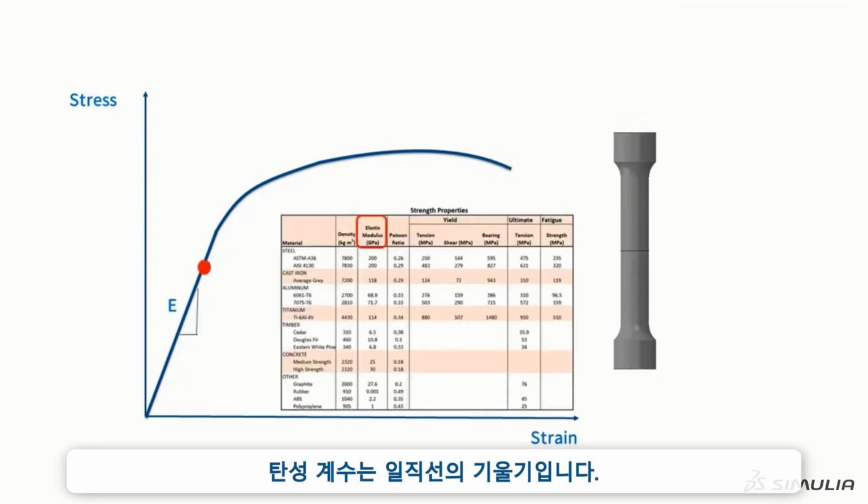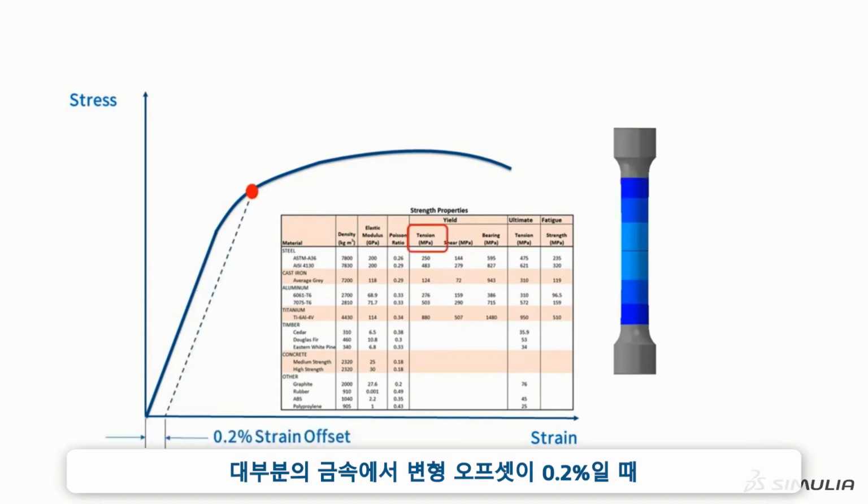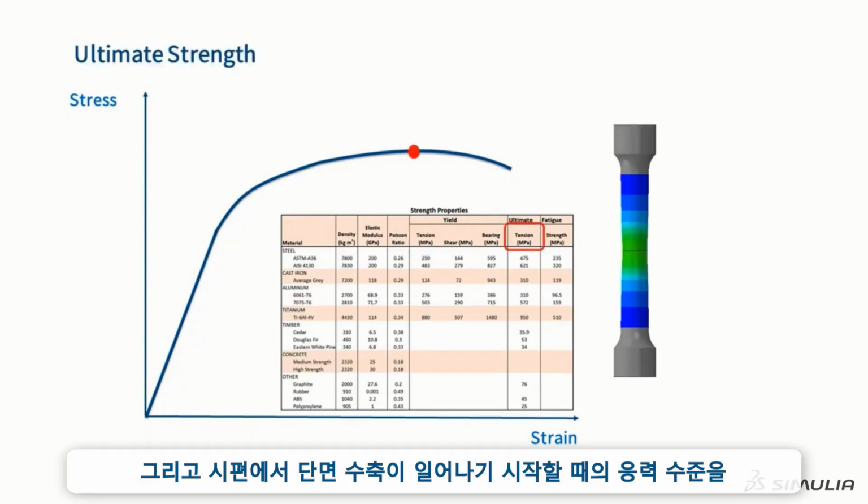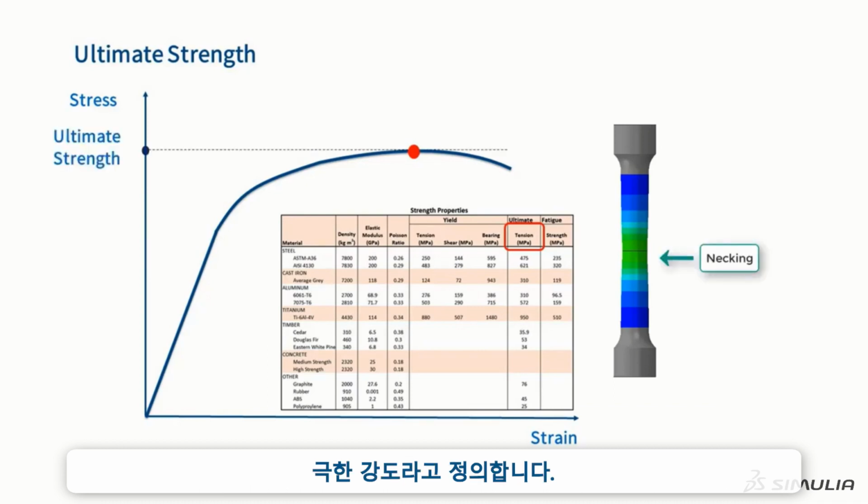The elastic modulus is the slope of this line. For most metals, the yield strength is defined to be the stress level at 0.2% strain offset. The ultimate strength is defined as the stress level where the specimen starts necking down.